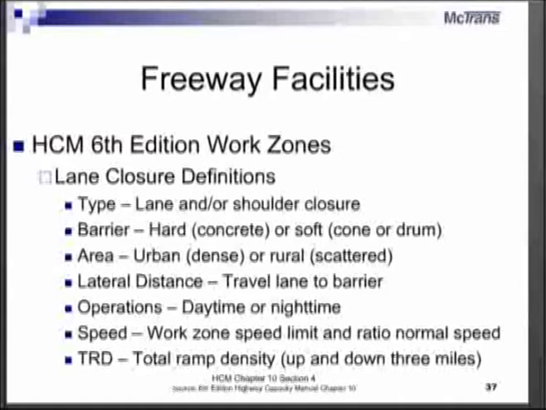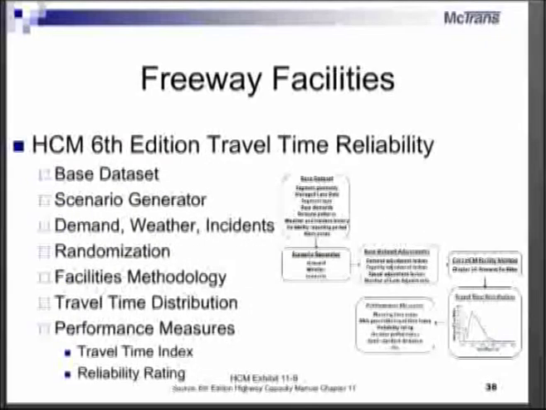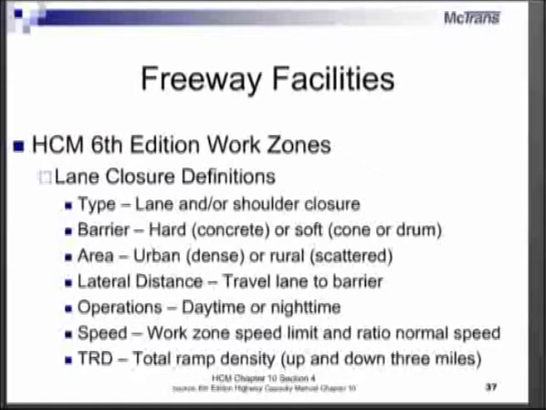Is it an urban or rural area? What's the distance between the travel lane and the barrel? Are we operating at day or night? What's the work zone speed limit compared to normal speed limit, and total ramp density? So all these things are put together into a model that gives us a much better analytic to come up with what work zones do to our freeway traffic. I thought I was going to show you the equations, but I'm not. What ultimately is an equation to come up with a speed adjustment factor and a capacity adjustment factor for the effects of work zones on a freeway segment, through a series of equations using these parameters as the basis.